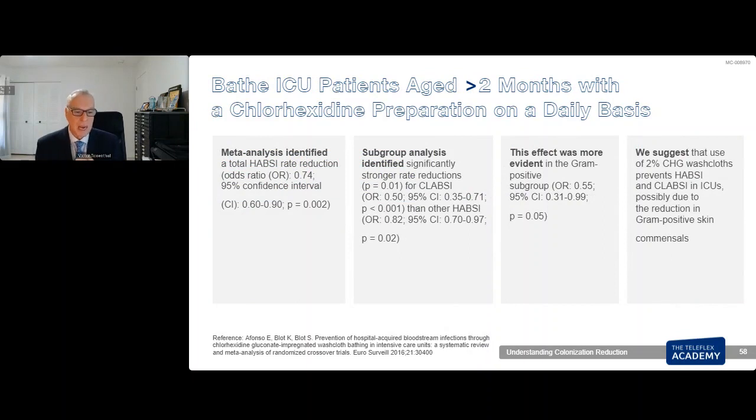published by Alfonso in 2016. He analyzed all the studies and conducted the meta-analysis. The overall BSI reduction was with an odds ratio of 0.74. But in the subgroup of CLABSI, central line as the BSI, the odds ratio was 0.50, better than any other kind of BSIs. And this was more evident with gram-positive bacteria. 0.55 was the odds ratio. The suggestion is to use 2% chlorhexidine washcloth to prevent any kind of BSI and CLABSI, and especially useful for gram-positive bacteria.